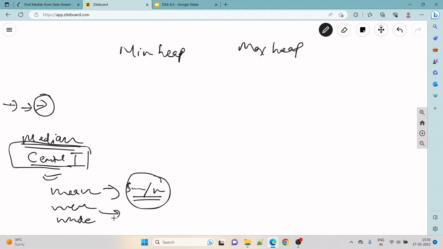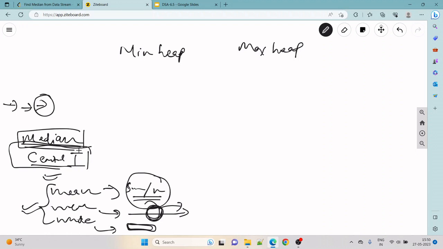What is median? Median is to arrange the data in ascending or descending order and then find the middle point. This also gives some idea about the central tendency of the data. And what is mode? Mode is to find the element which occurs the most number of times in the data. So all these are various ways to find the central tendency of the data. Here we are seeing how to find the median.